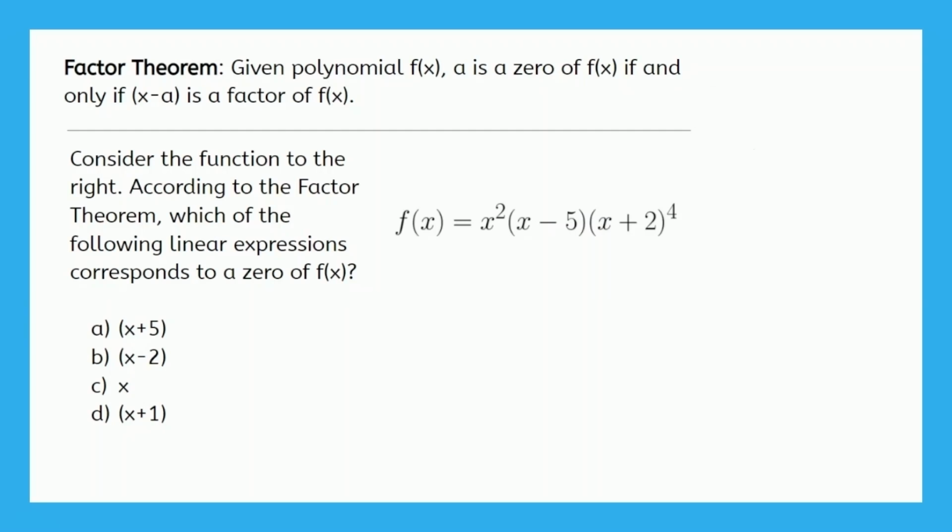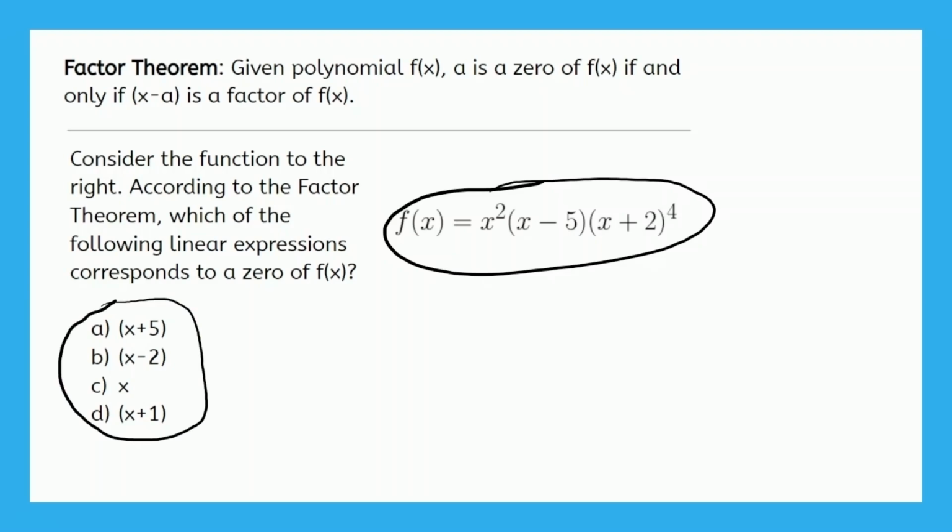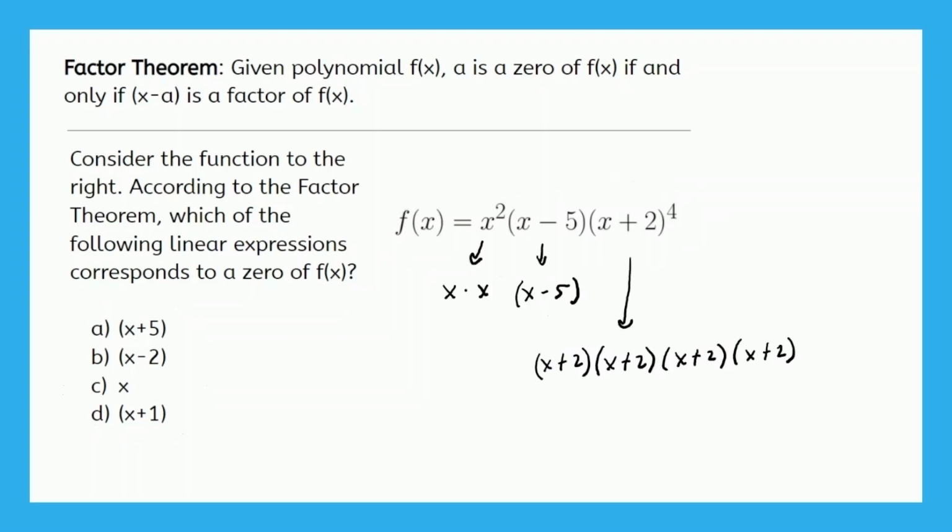So they say consider the function to the right. Here's that function. According to the factor theorem, which of the following linear expressions corresponds to a 0 of f of x? Well, the question is, which of these options, based on what we talked about in the last example, is a factor of our function? It's that simple. So all of our factors of this function are x, x, x minus 5, and then x plus 2, repeated four times.